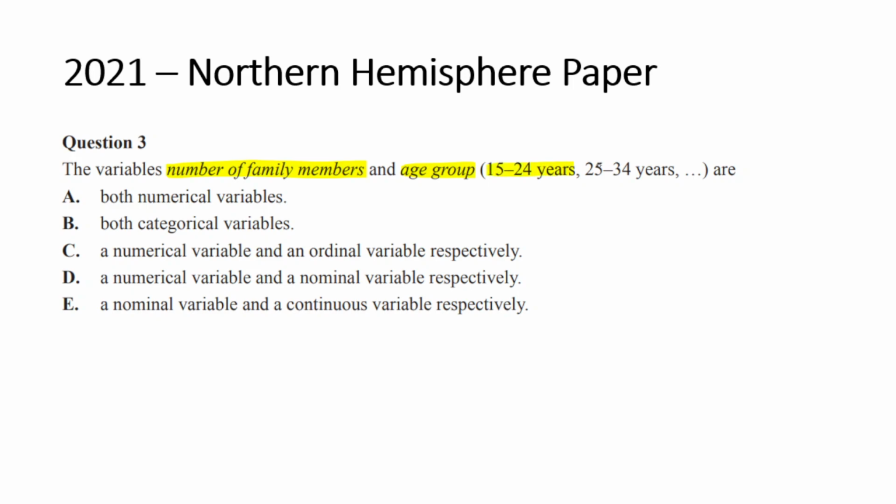Well, if we look at age group first, we can see that age group is a group or a category. And we can also see that there is some sort of implied order to that category. So 15 to 24 comes before 25 to 34, which comes before the next category. So we can say age group is an ordinal variable, and number of family members is a numerical variable. So we have numerical and ordinal variable respectively, that is option C.